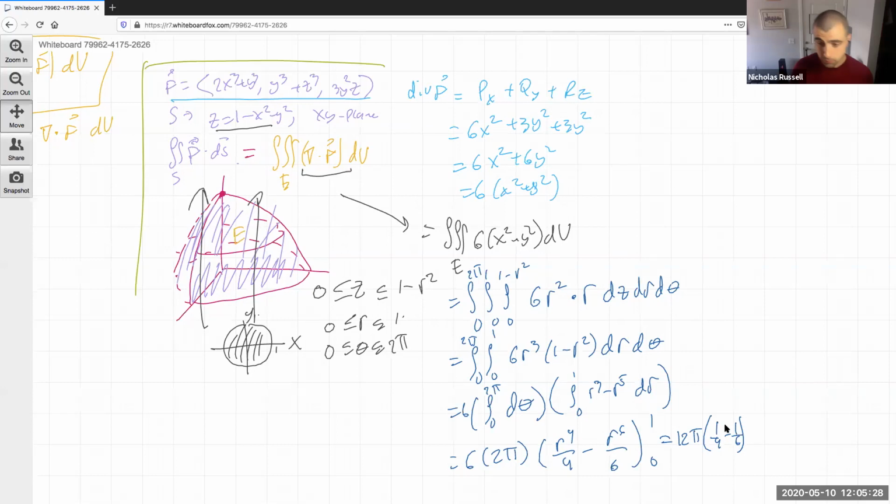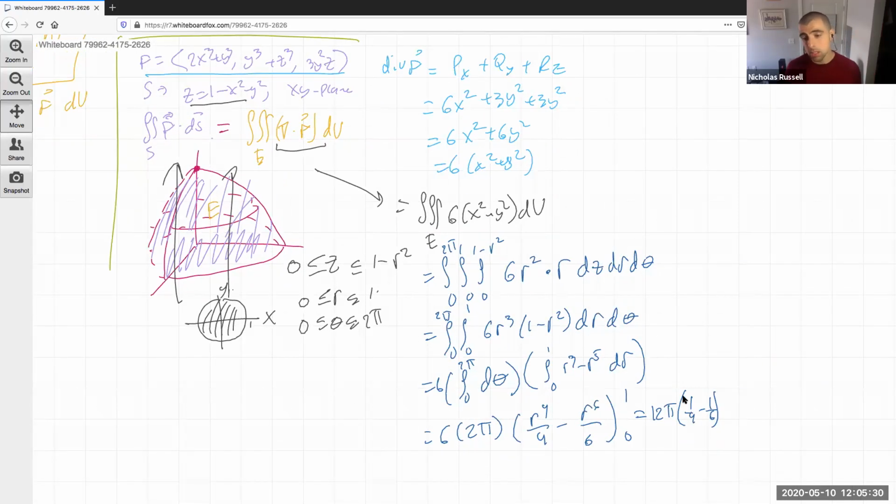If I move this 12 through, right, we can get that this is going to be 3, and this is going to be 2. So this becomes 1. So this becomes just pi. And that's my answer.